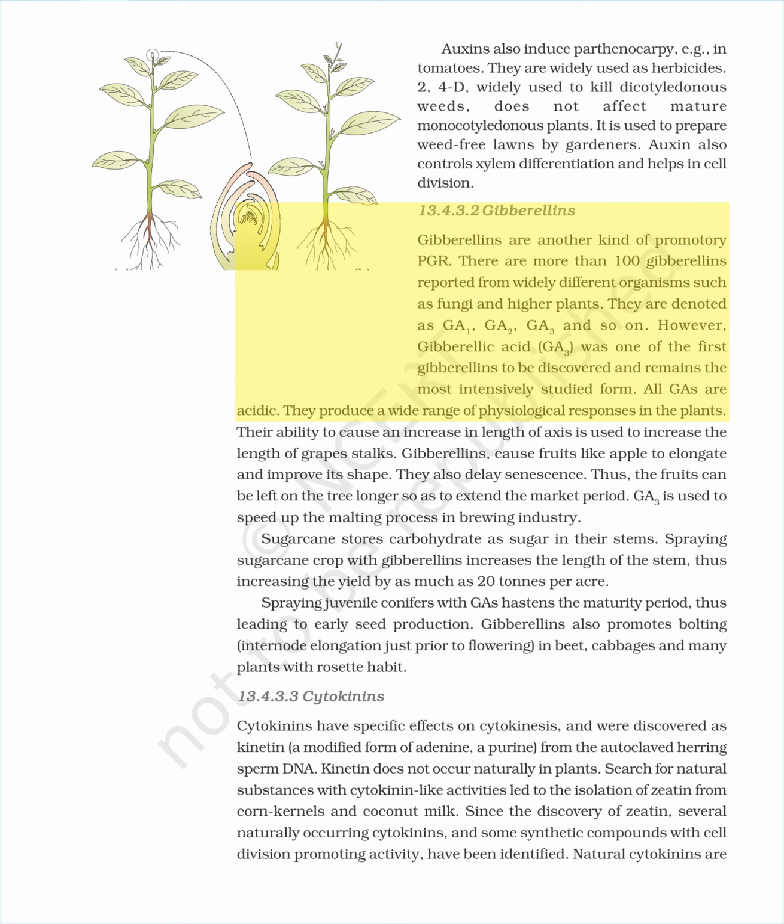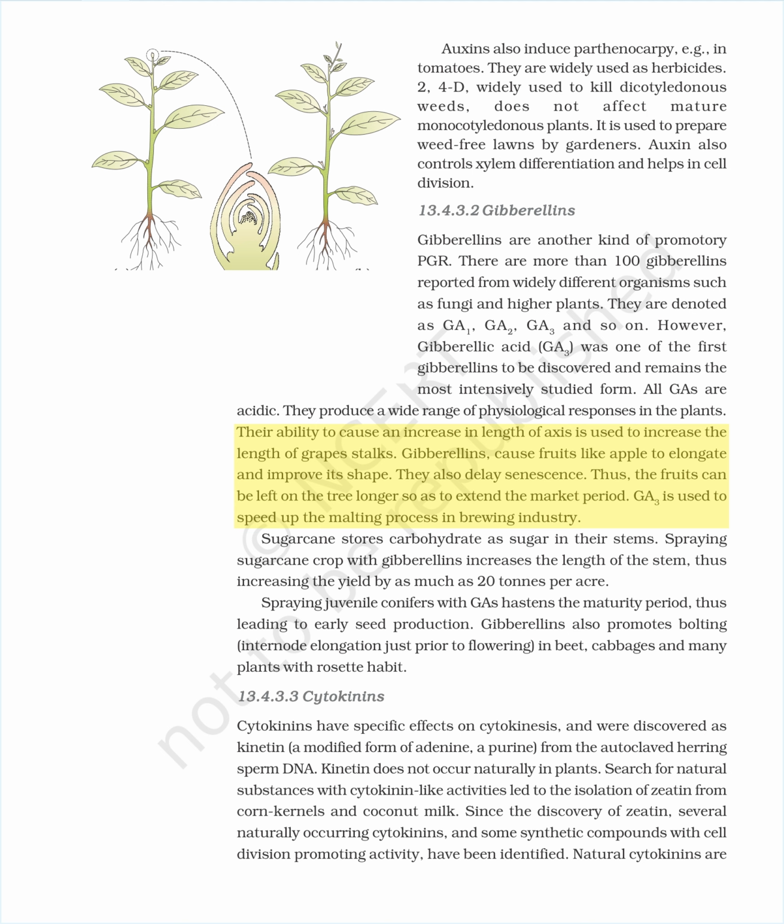13.4.3.2 Gibberellins. Gibberellins are another kind of promotory PGR. There are more than 100 gibberellins reported from widely different organisms such as fungi and higher plants. They are denoted as GA1, GA2, GA3 and so on. However, gibberellic acid, GA3, was one of the first gibberellins to be discovered and remains the most intensively studied form. All GAs are acidic. They produce a wide range of physiological responses in the plants.